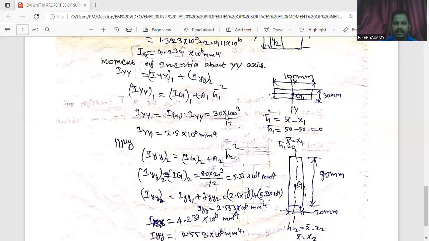So Ig1 is HB cube divided by 12. Here height is 30 and breadth is 100, so 30 into 100 cubed divided by 12. This is the first component's moment of inertia about the y-axis. This value is 2.5 into 10 to the power 6 mm power 4.